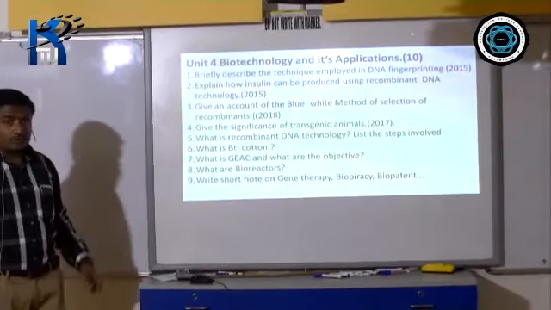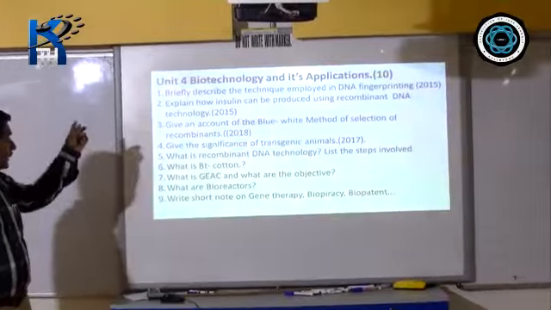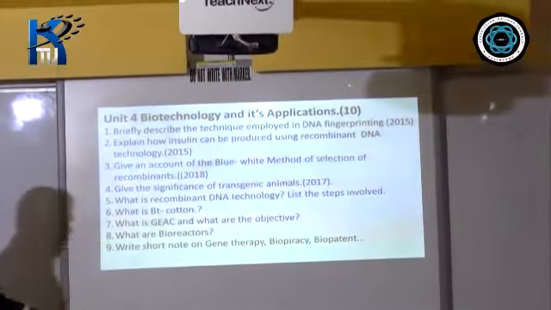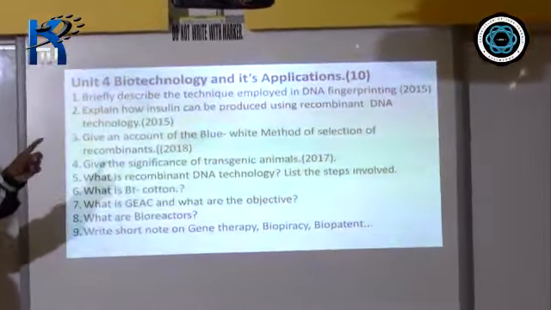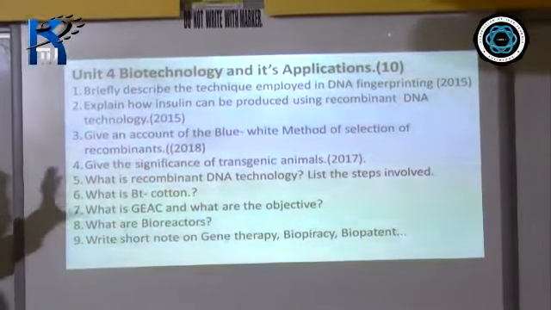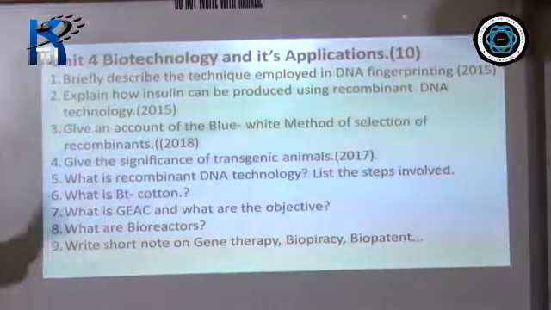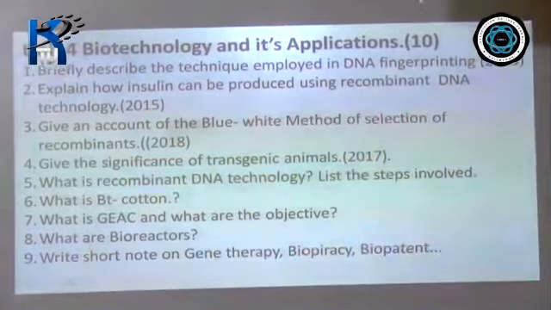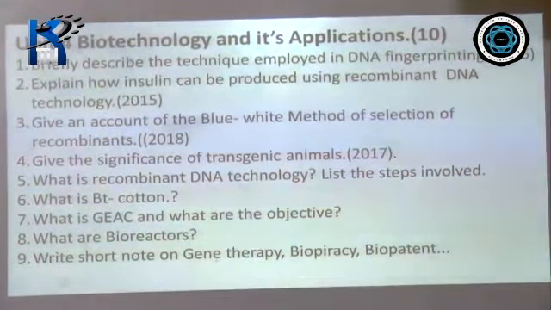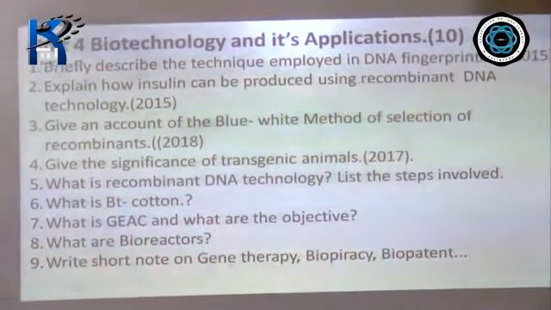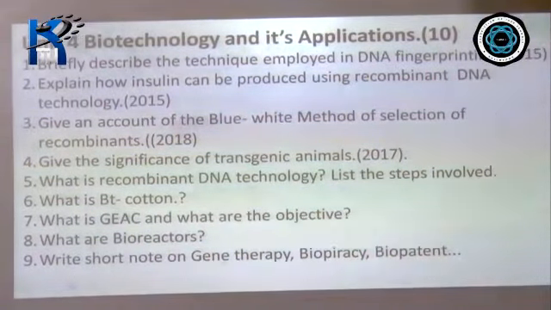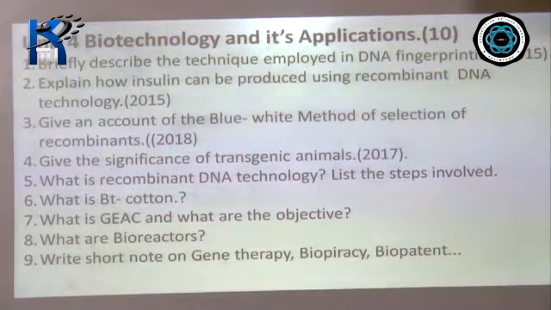Yesterday we finished up to Unit 3. Today, Unit 4. In Unit 4, that is biotechnology and its application, the total weightage of marks is 10. In Unit 4, you have two chapters: number 1, biotechnology, principles and processes, and number 2, biotechnology and its application. So from there, the total weightage of marks is 10.